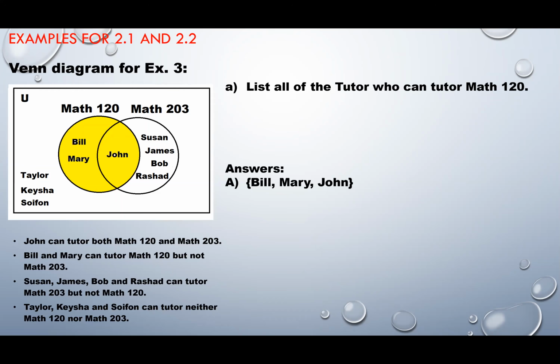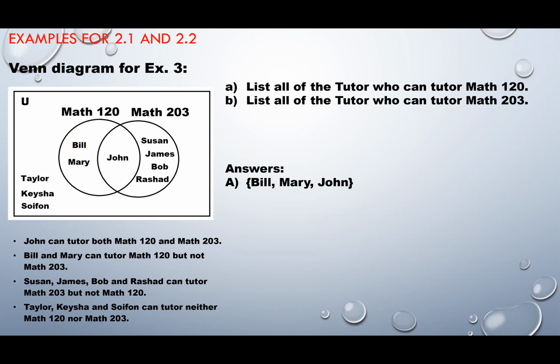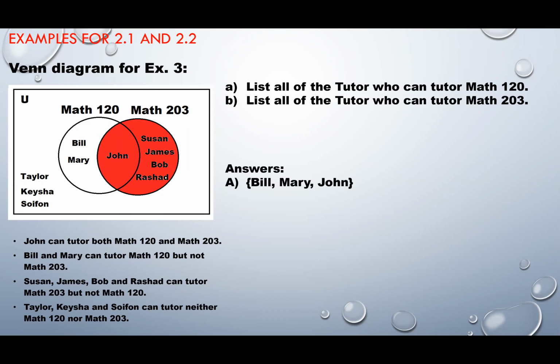And b, they ask you to list the tutors who can tutor 203. This is basically the 203 people in addition to John, because John is the wild card. He can tutor both. He is in the 120 and the 203. So everything in the 120 includes John, and everything in the 203 includes John, because John is in both.